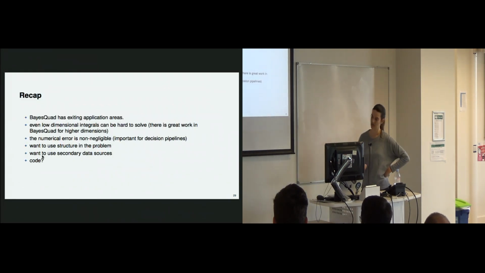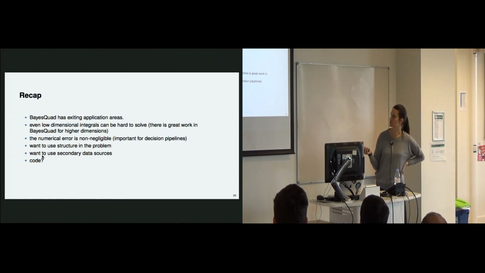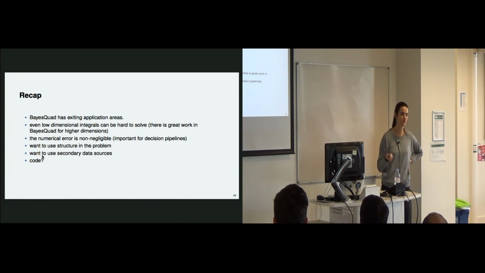Okay, let's recap. Bayesian quadrature has very exciting applications. Even low-dimensional integrals can be hard. I've motivated with low-dimensional integrals, but there's also really exciting work in higher dimensions for Bayesian quadrature. There are real-world problems out there where the numerical error is non-negligible, so we really would like to model it and propagate this uncertainty. We also want to use structure in the problem, so we like to put as much as we can into our prior by transforming it or doing other things.